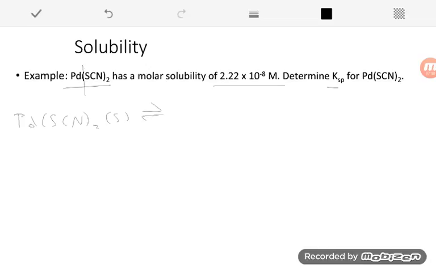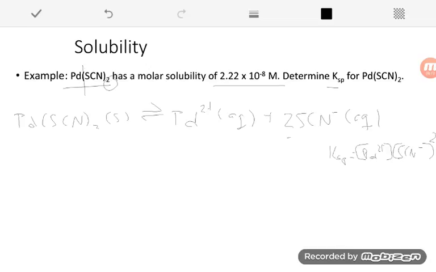It's going to dissociate. So I'll get a Pd here, which has a charge of +2. And then I have that 2 there, so once again, now I'm going to have 2 SCN, which has a charge of -1. So I need to write my expression for Ksp. So that's going to be my Pd times my SCN. And this has a 2 here, so that guy is going to be squared.